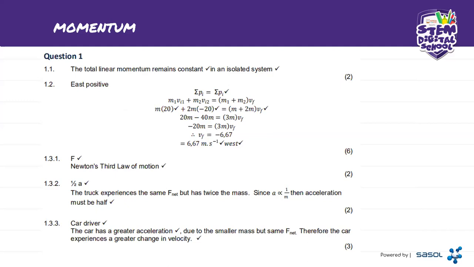Okay, so since acceleration is inversely proportional to the mass, then the acceleration must be halved, okay? Because if this acceleration is 2 and we have 2 over there, it's going to be half A, okay?